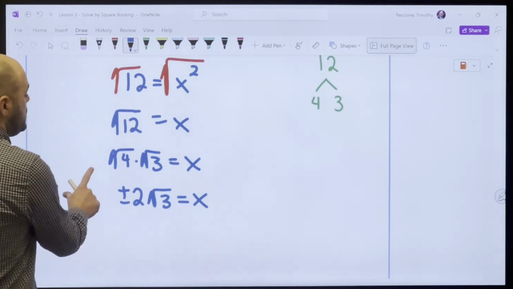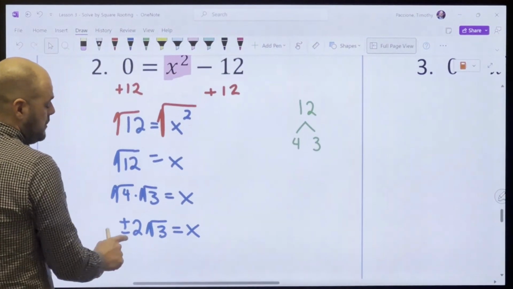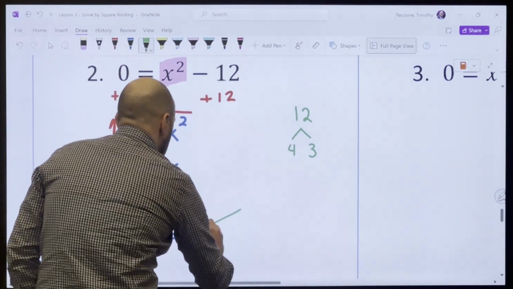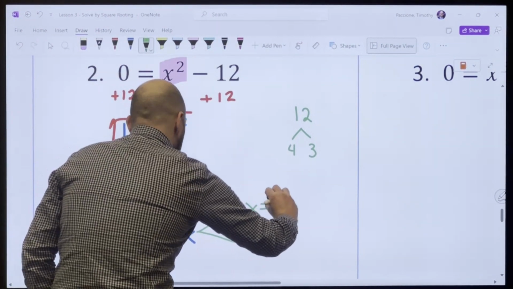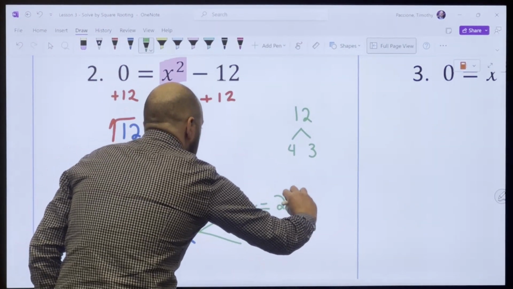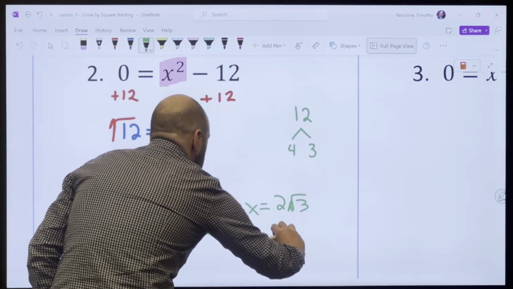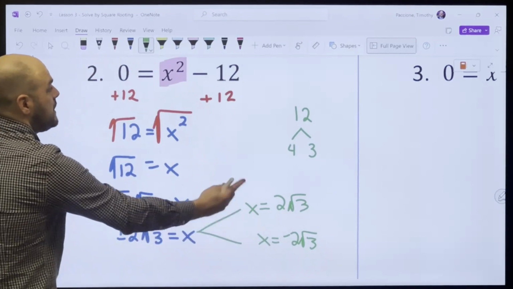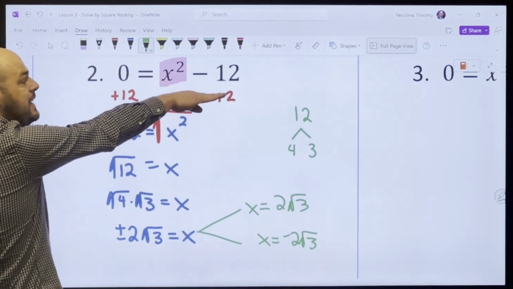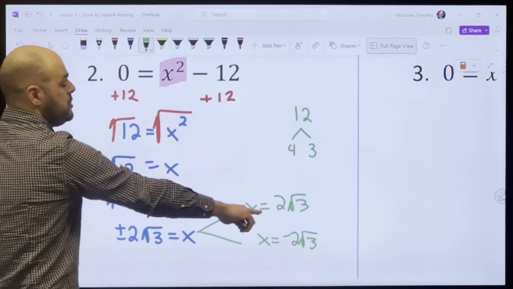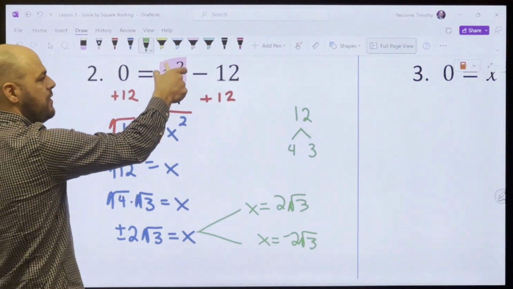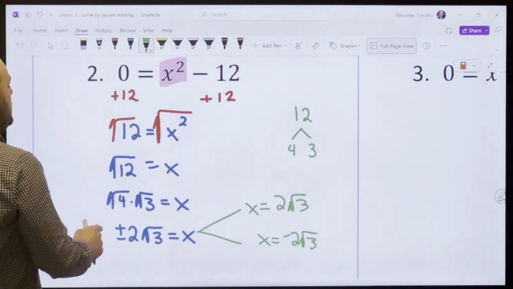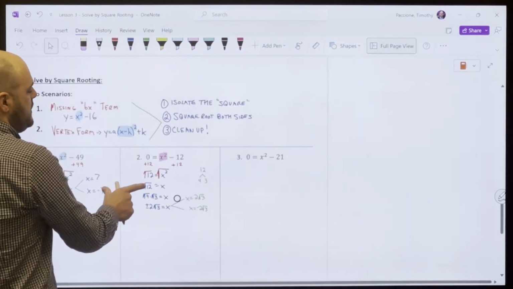So those are your solutions. Those are the two things. And when I say that, I mean x equals 2 square root of 3 and x equals negative 2 square root of 3. Those are the two things that, if you plug them in here, would make this true. 2 square root of 3 squared would become 12. 12 minus 12 is 0. Okay? Always think about your solutions in that way. All right, one more example of that type.